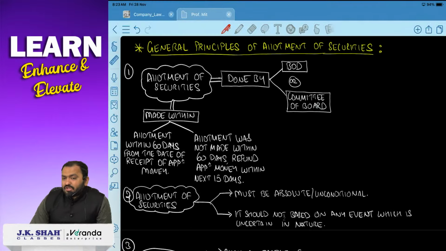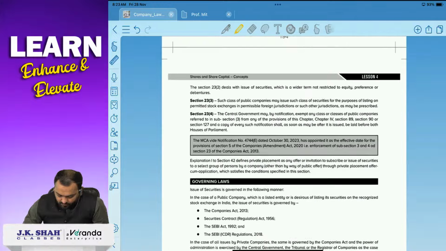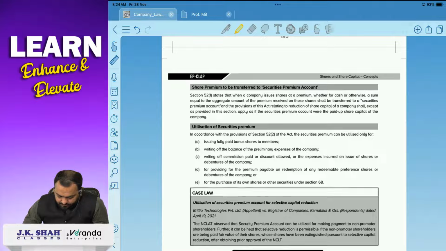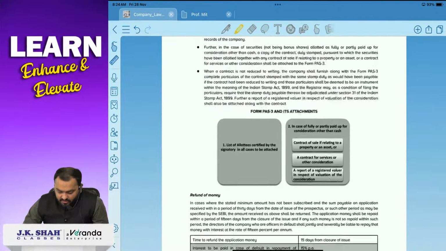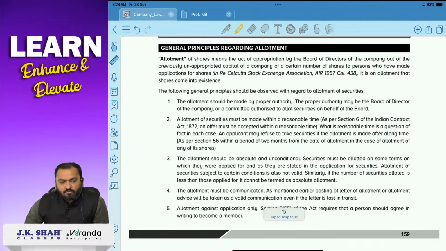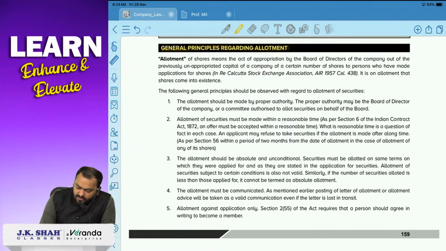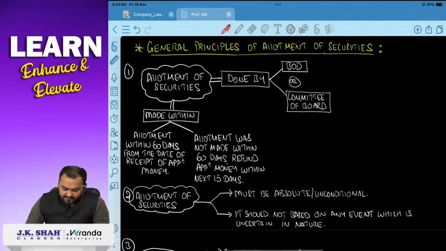Now, general principles of allotment. Whenever we talk about the allotment of shares, always we are going to follow the general principles. So what are the rules for allotment? This topic in your module, you can see it is given, concept of allotment of securities, and here is the general principle regarding allotment. Okay, so this we are going to do right now from my notes. Let's go.